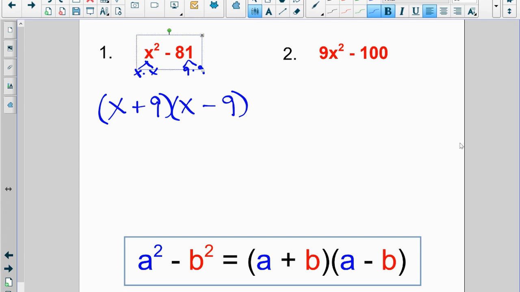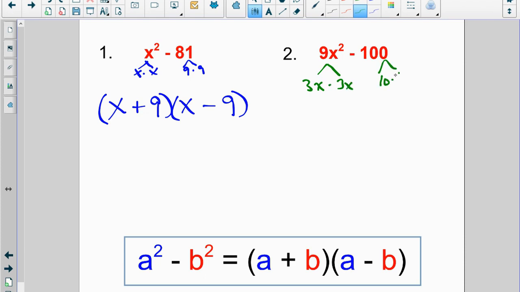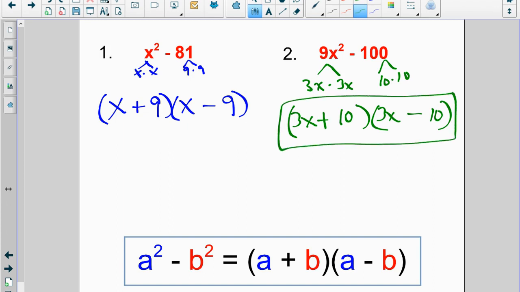Okay, in number 2, we had 9x squared minus 100. Let's see, is that a perfect square? I know that 3 times 3 is 9, so 3x times 3x is 9x squared. I also know that 10 times 10 is 100. So for my factoring, I have a plus and a minus. I do 3x times 3x to get the 9x squared. I add 10 times the negative 10 to get negative 100. So there's my special factoring.